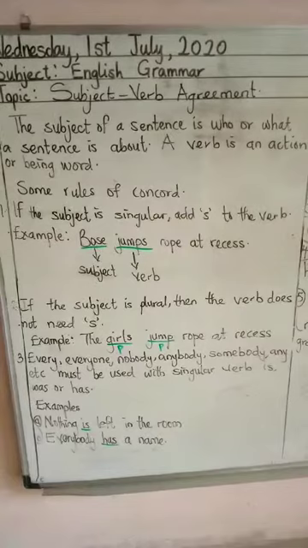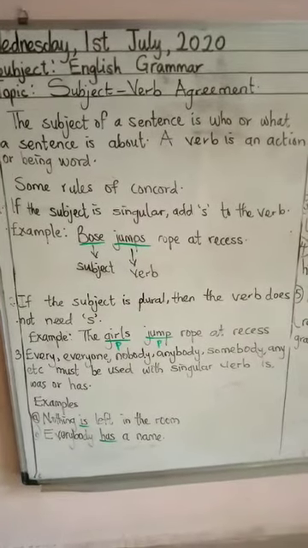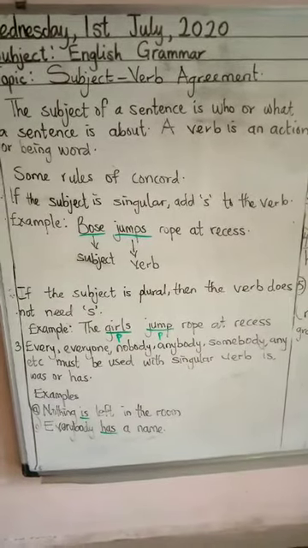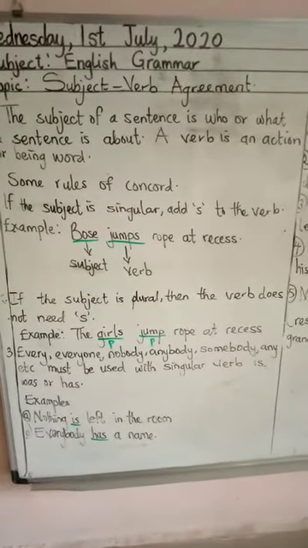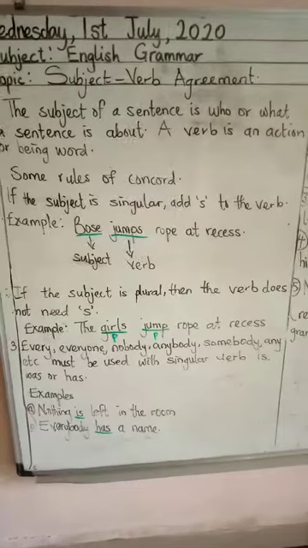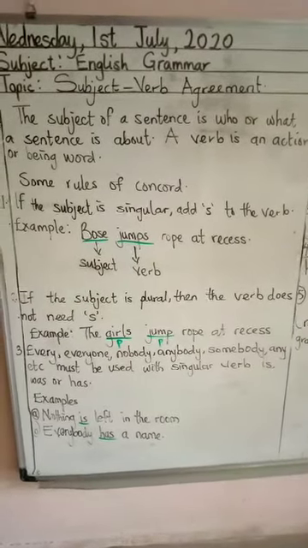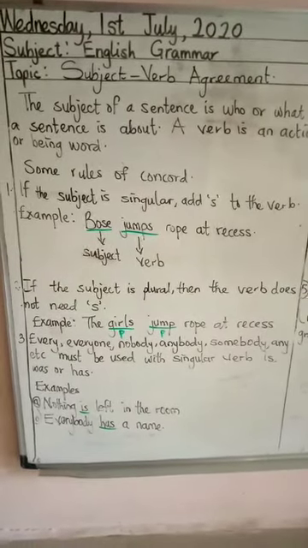A verb is an action or being word. So subject-verb agreement tells you about how your subject and your verb must be in agreement in a sentence. Now we'll have some rules on the board. Rules 1, 2, 3 for today, okay?